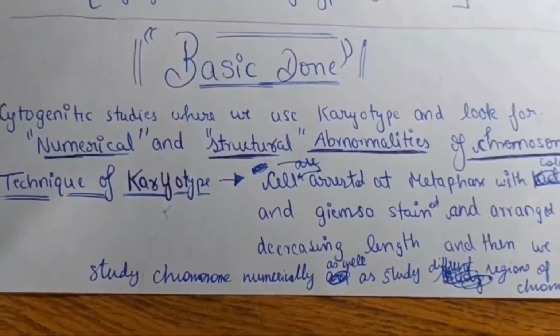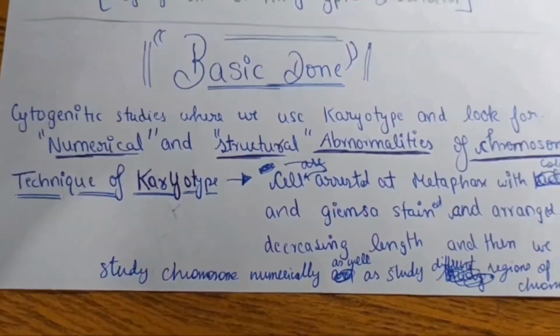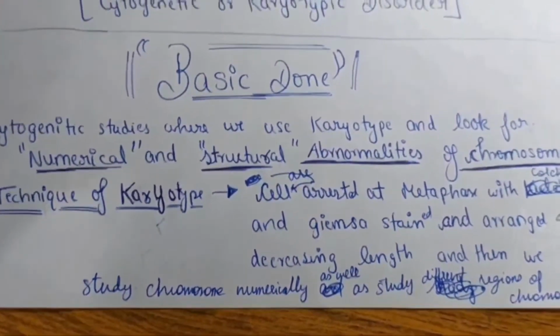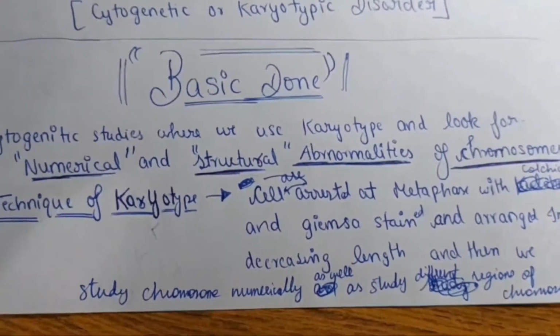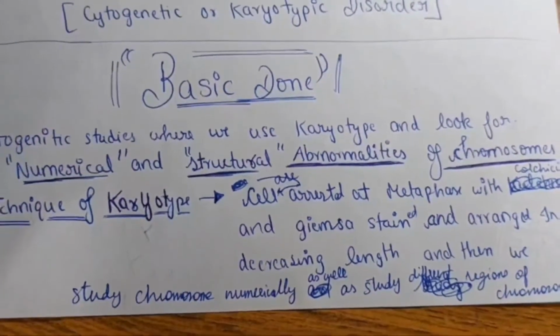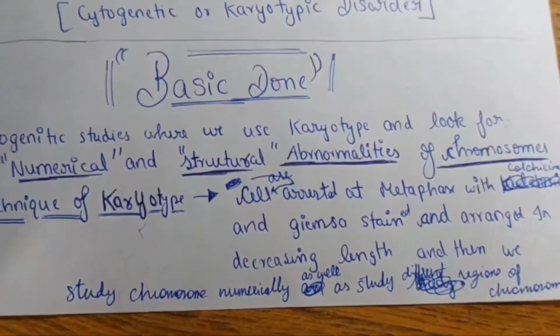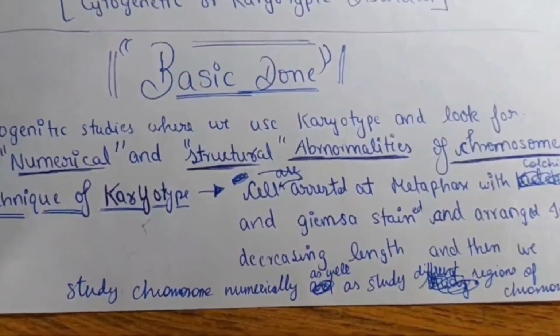So now, as a quick recap, in cytogenetic studies, we use karyotyping and look for numerical and structural abnormalities of the chromosomes. The technique of karyotyping is that the cells are arrested at the metaphase stage with the help of the colchicine drug, and then they are stained with Giemsa stain and arranged in decreasing length, and then the photo is taken, and then we can study the chromosomes numerically, as well as different regions of the chromosome for any structural defects.